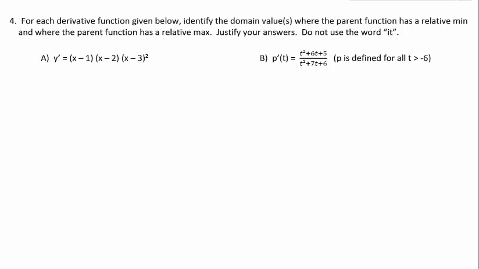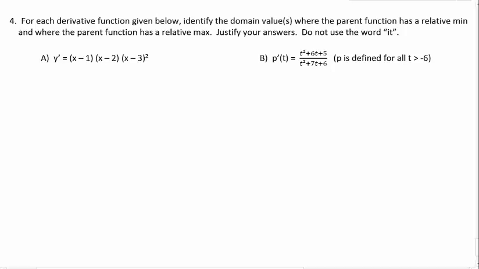For 4a and 4b, we are given a derivative equation and asked to find relative extrema for the parent function. Hopefully by now we realize that in order for the parent function to have a relative min or a max, the derivative has to either be 0 or undefined.